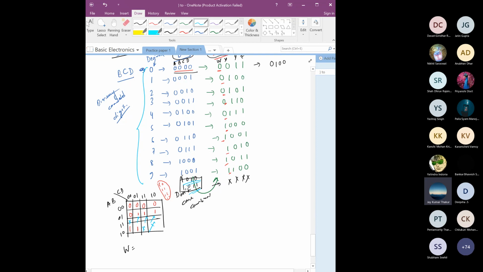Sir, why will this input 1 0 1 1 never happen? Because these are not valid BCD numbers. BCD means binary coded decimal, so it starts from 0 and ends at 9. So 1 0 1 0 is not a valid BCD.